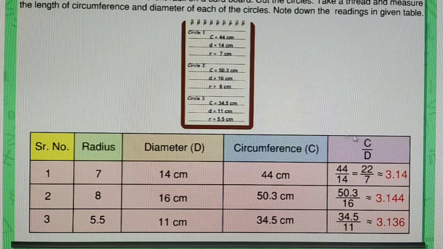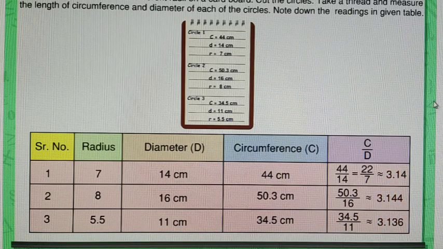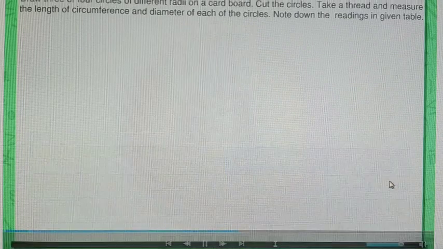So here you can see all the ratios are coming approximately equals to 3.14. So we can call that C upon D is a constant and the value is 3.14.